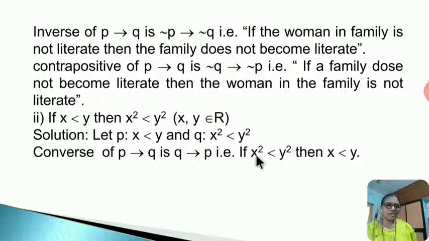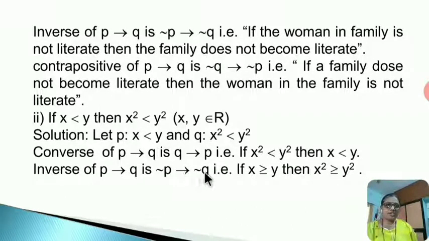That is, if x square is less than y square, then x is less than y. The inverse of P implies Q is negation P implies negation Q. Now negation P: here P is x less than y, so negation P is x greater than or equal to y. Negation Q is x square greater than or equal to y square. And so the inverse of the given statement is: if x is greater than or equal to y, then x square is greater than or equal to y square.